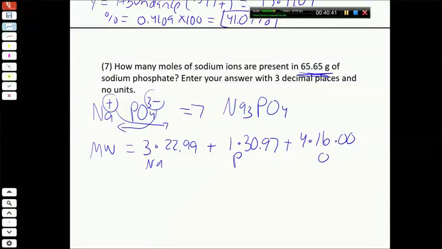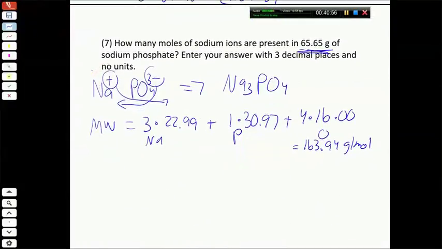So we need the molecular mass, which is the molar mass, which is the sum of all the atomic masses. And so what we get for this one is 163.94 grams per mole. So that means 1 mole of this compound has a mass of 163.94 grams. And now we have all the information we need to do the conversion.